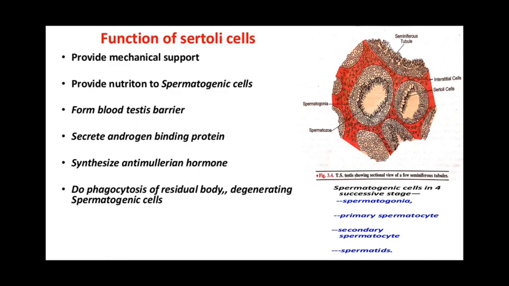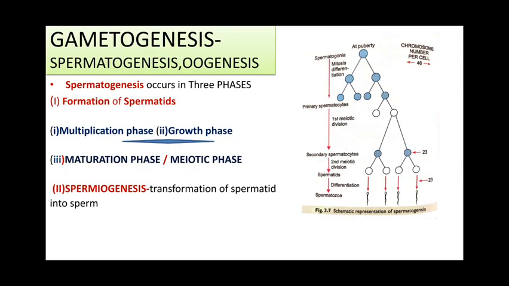Then it synthesizes anti-Mullerian hormone, which inhibits, or we can say prevents, the development of the oviduct in males, because the Mullerian ducts are the paired ducts of the embryo, and this hormone helps in the development of the fallopian tube, uterus, and cervix in the female. Okay, then they do phagocytosis of the residual body and degenerating spermatogenic cells. Next, now gametogenesis.